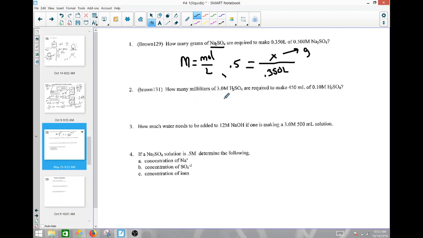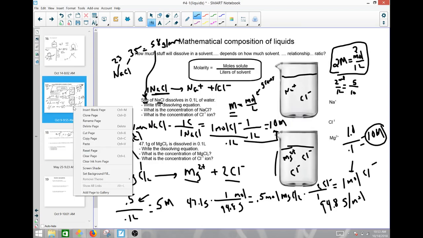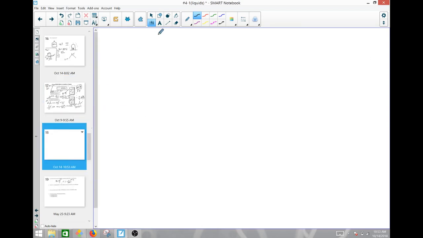How many milliliters of 3 molar H2SO4 are required to make a 450 milliliter solution of 0.1 molar H2SO4? All right, so in this case, there are two ways to make a solution. Let's take a moment and just highlight that for a second here. There are 2 ways in which a person can physically make a solution, and some of the calculations that we'll use revolve around this idea.